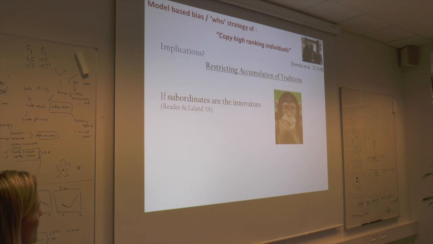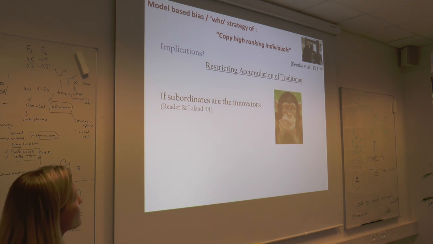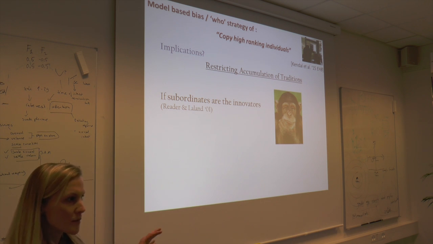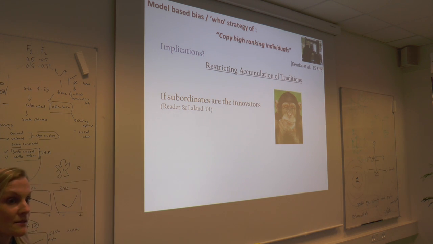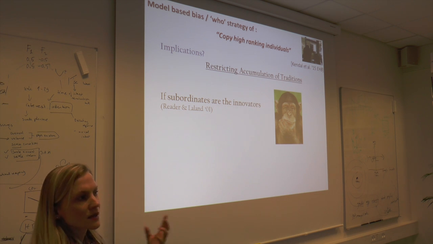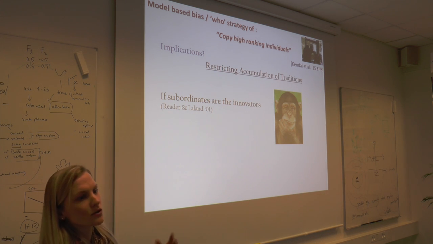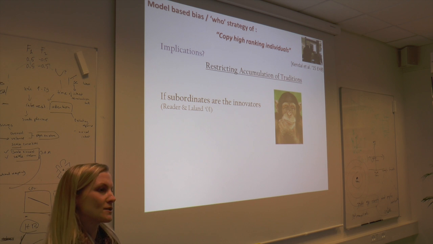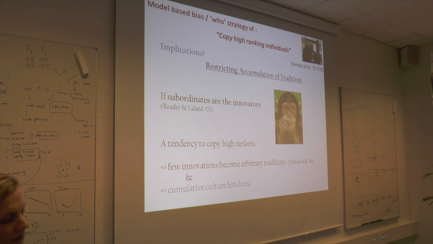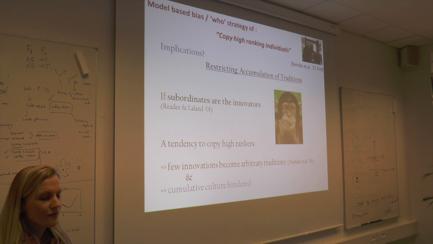So in a big meta-analysis, Simon Reader and Kevin Laland back in the early 2000s found that subordinate individuals across non-human primates, but specifically in chimpanzees as well, tend to be the innovators. And that could be necessity is the mother of invention. If you're subordinate, you can't access the normal resources, so you'll innovate. So if there's a tendency to copy high-ranking individuals, then few innovations are actually going to become traditions.